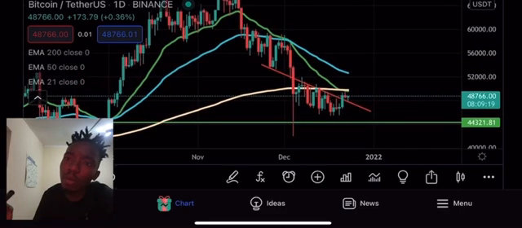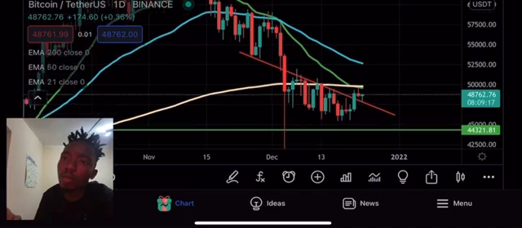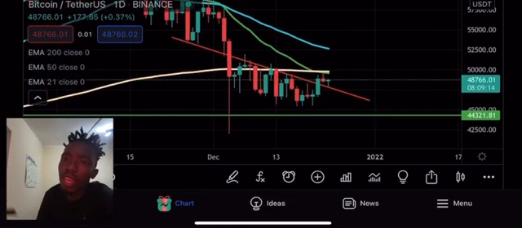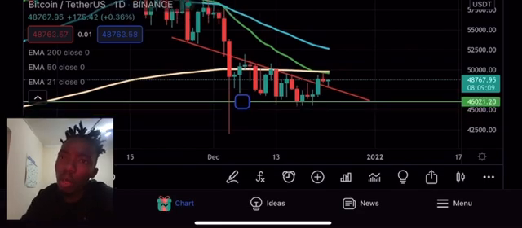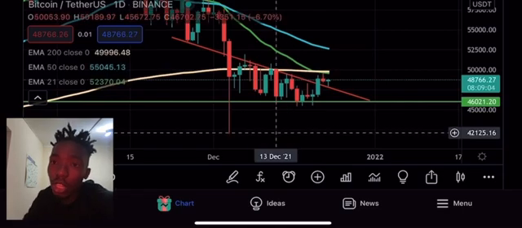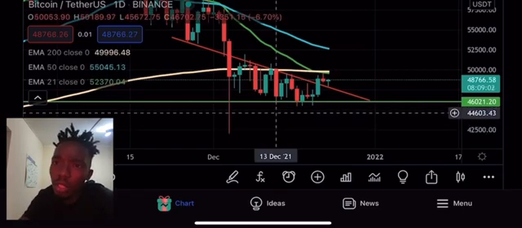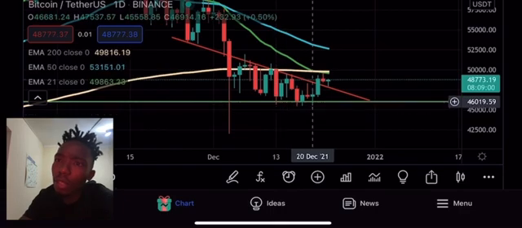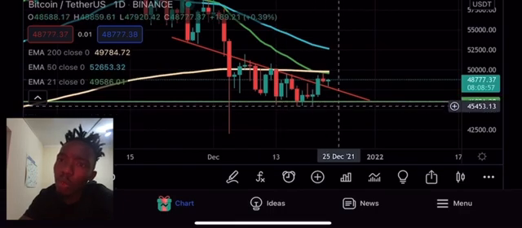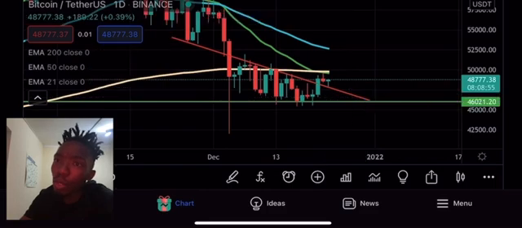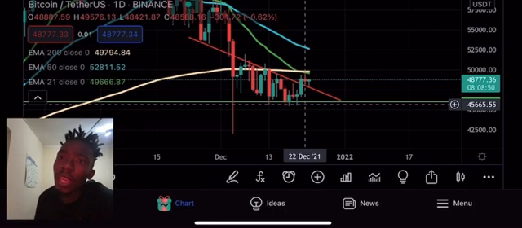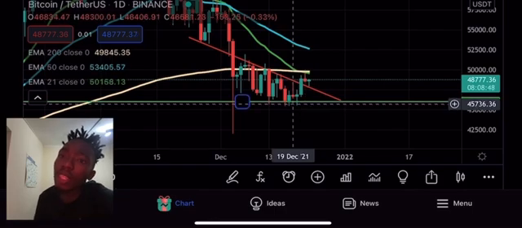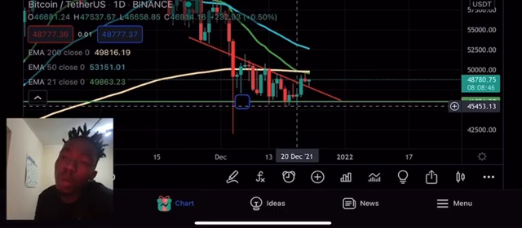Now, as much as it was support before, it became a resistance, as you can see as price was coming and bouncing. I will show you on a smaller time frame what was happening there with the moving averages. But on a daily time frame, price is consolidating above the 46K area, which is significant since February of the year, and between that and the 200 moving average, as well as the trend line.